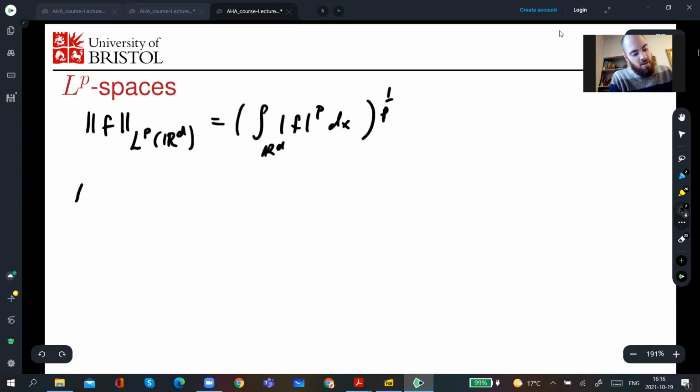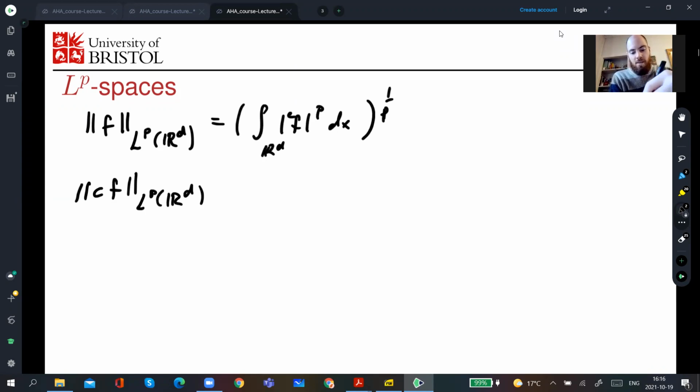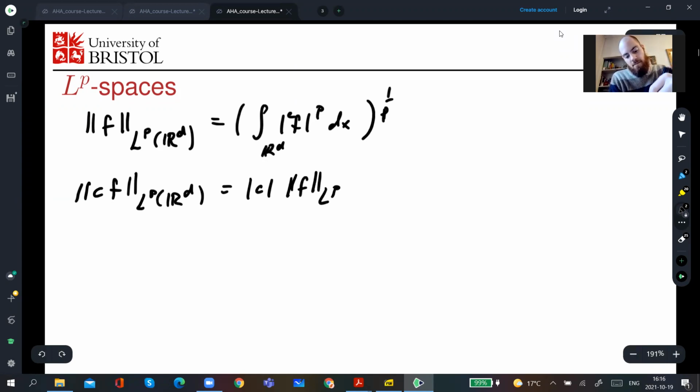If I took the L^p norm of a constant c times f in L^p of R^d, well, that means I put a c here, right? That gives me an absolute value of c to the p, which then comes out as an absolute value to the 1 over p. So altogether, it's just absolute value of c times the norm of f in L^p of R^d. And Minkowski's inequality, or Hölder's inequality, implies that if I have two functions in L^p, and I look at their sum, we have the triangle inequality.